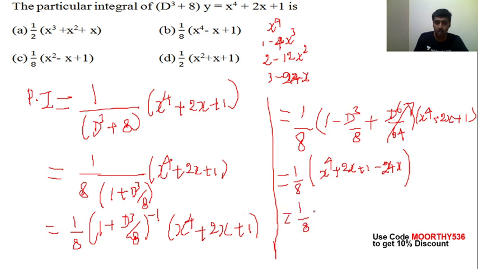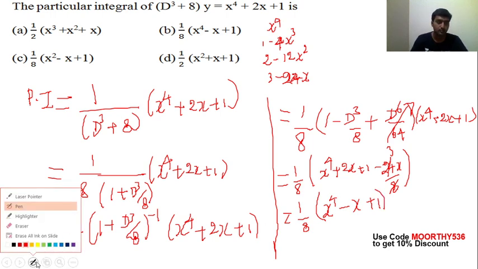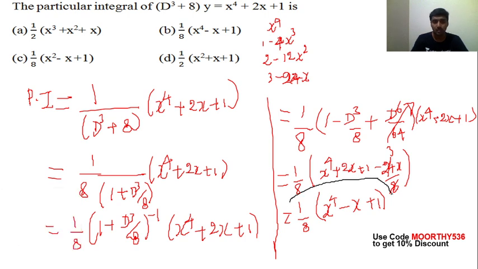Now 1 divided by 8, cancel the 8 and 24, we are getting 3 because d cube divided by 8. So 3, here x power 4, here 3x, 2x, minus 3x plus 2x is equal to minus x plus 1. So this is the equation here. So 1 divided by 8 x power 4 minus x plus 1. It's option B. Coming to the given options, option B is the correct answer for the given differential equation.